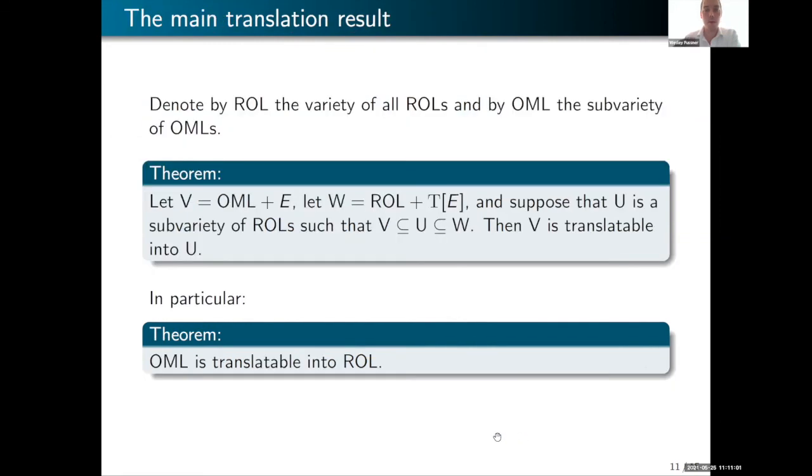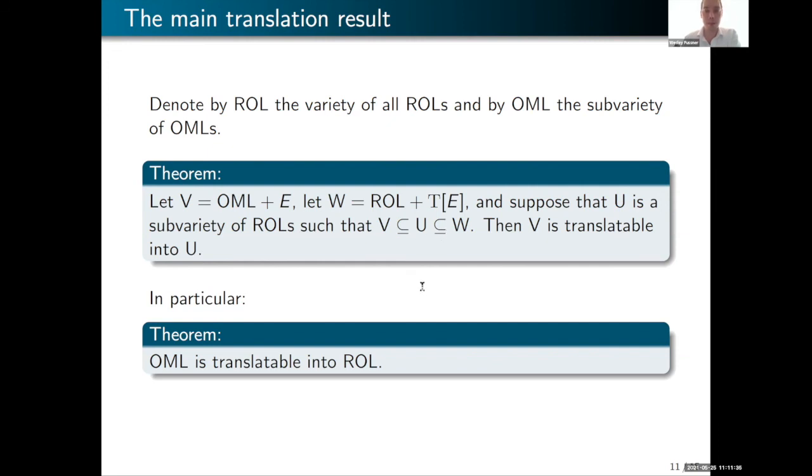And if you work with this main result, as we've proven in the paper, you can obtain the following translation theorem. If we denote by ROL the variety of ROLs and OML the subvariety of OMLs, we get the following. If I take V to be any variety that's OML plus some additional set of equations, so some extension of the logic of OMLs, and I let W be ROL plus the translation of these equations, and I take any subvariety U between V and W, then V is translatable into U.